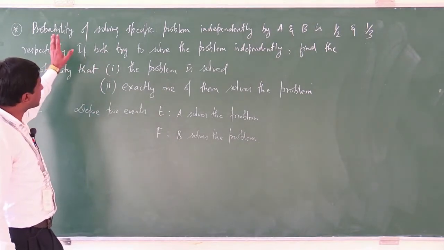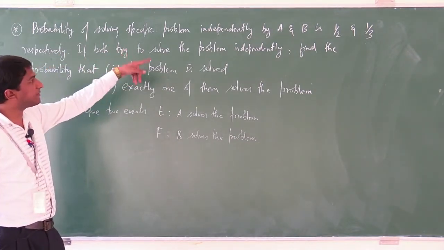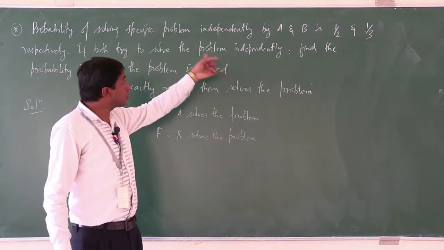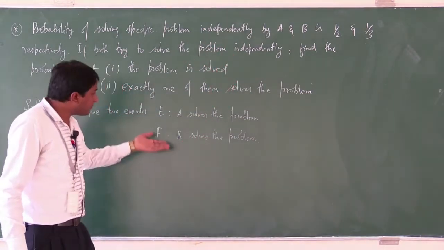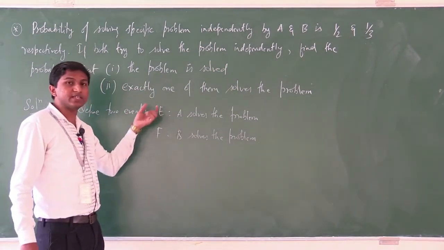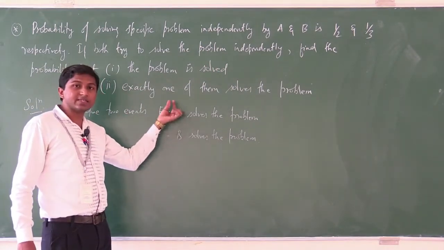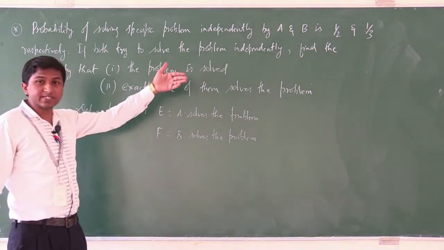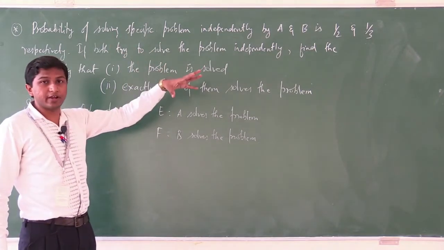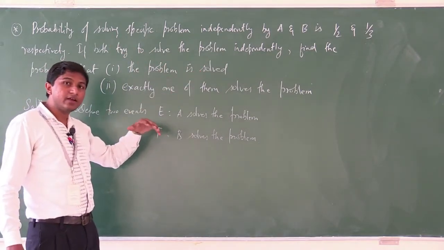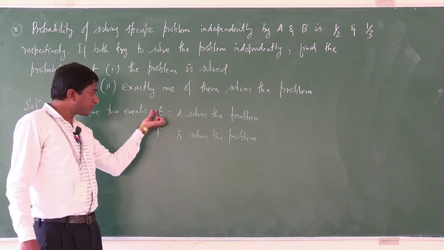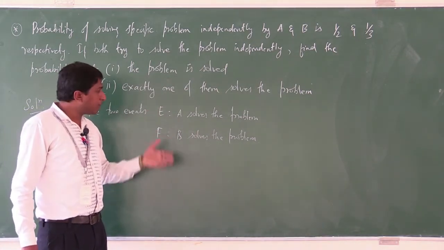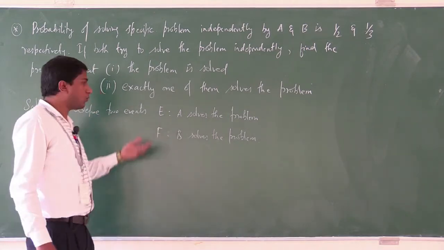But look at the question: probability of solving a specific problem independently by A and B. So the word independently, what can we conclude? We have defined the events E and F such that E is A solves the problem, F is B solves the problem. In the problem it is given that they are independent. Both these events are independent events. So events E and F are independent events. By definition of independent events, what can I write?